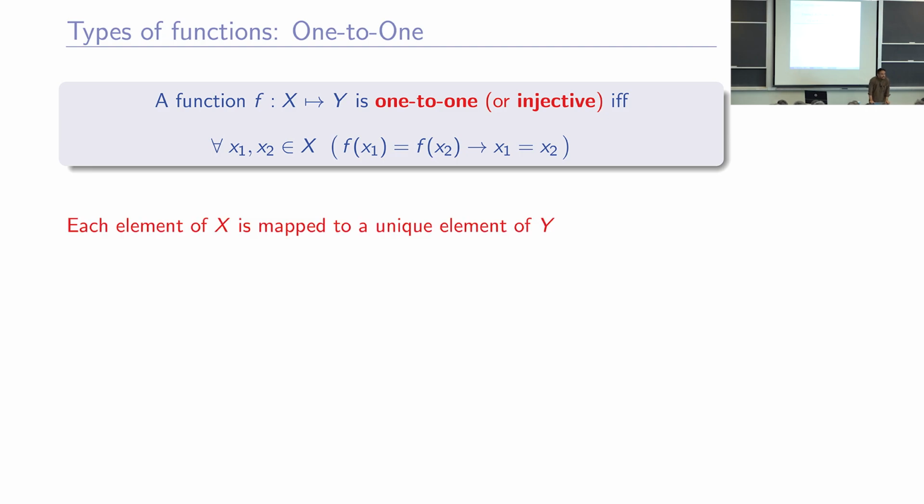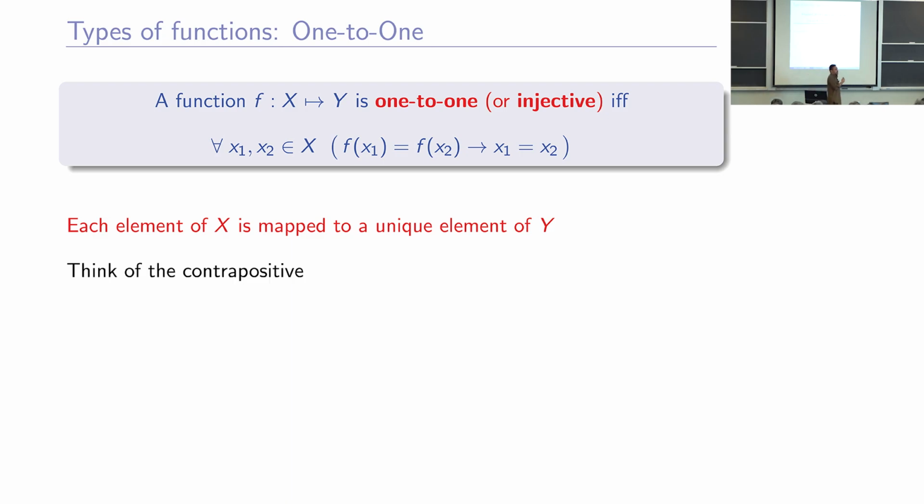Okay. This is a technically correct definition, but the way to think about this implication is, I'm going to show you: for any pair of elements, whenever they map to the same element, then they must be the same, right? So if the outputs are the same, the inputs must be the same. If this is true for any pair, that means the function is one-to-one.